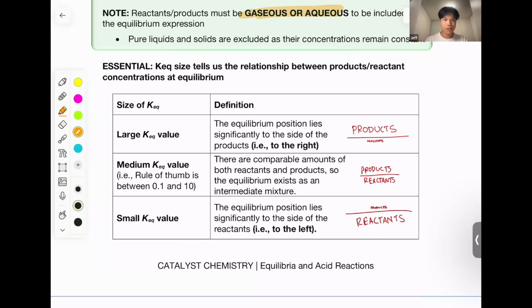What is essential to understand, first of all, with K is what does a big K value represent and what does a small K value represent? We should now know that a very big K means that our product concentrations exceed our reactant concentrations. And so if it was reactants going to products, you would have an equilibrium system which shifts far to the right, meaning you have lots of product and very minimal reactant. That's the case of a large K.